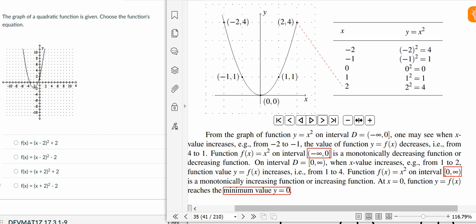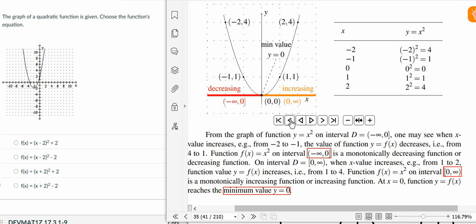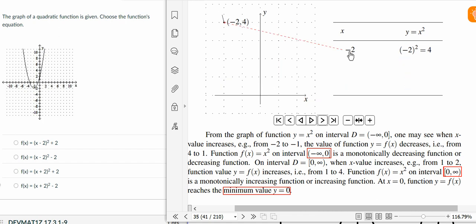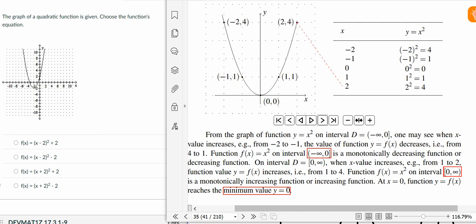We know originally we have f of x or y equals x squared. We know this is the picture. Again, you may play this frame by frame. You see, -2 squared is 4. So -2, 4, this point is on the graph. Again, -1 squared is 1. -1, 1 is on the graph. So we have this picture.